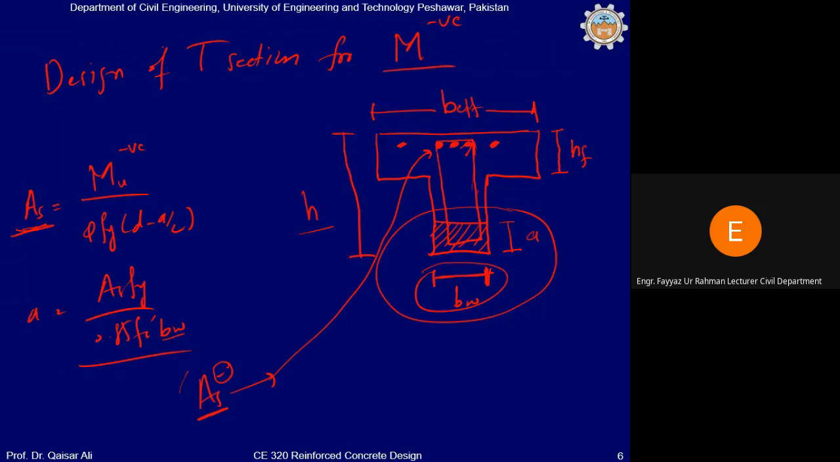यहाँ तक कोई क्वेश्चन हो तो आप पूछ सकते हैं। अब आप टी सेक्शन को तो डिजाइन कर सकते हैं ना फॉर नेगेटिव एंड पॉजिटिव मोमेंट। यस सर.